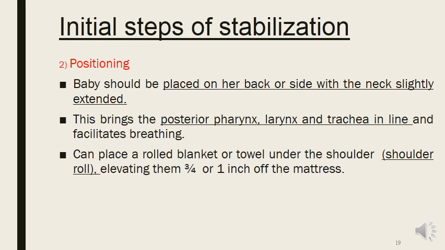To help maintain this correct position, we can place a rolled blanket or towel under the shoulder, elevating 3/4 or 1 inch off the mattress. So the initial steps of stabilization are: first, providing warmth; second, correct position for the baby.